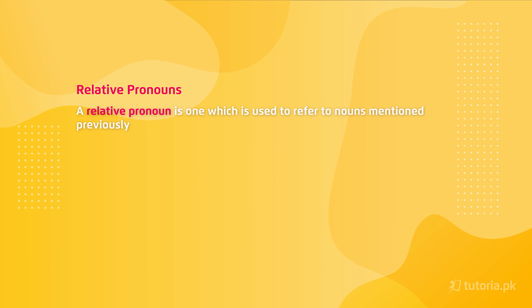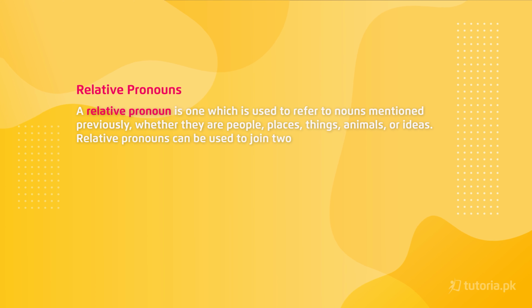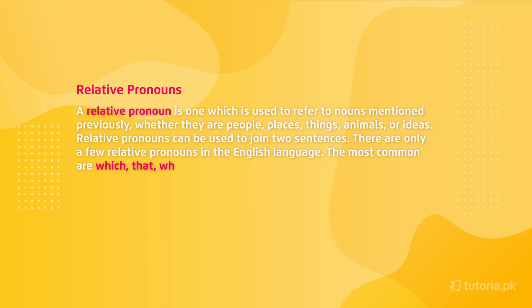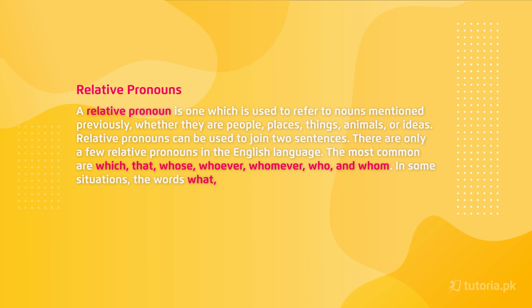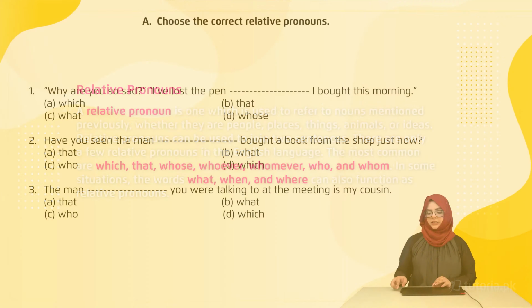So, a relative pronoun is one which is used to refer to nouns mentioned previously, whether they are people, places, things, animals, or ideas. Relative pronouns can be used to join two sentences. There are only a few relative pronouns in the English language. The most common are which, that, whose, whoever, whomever, who, and whom. In some situations, the words what, when, and where can also function as relative pronouns. So let's move on to its exercise.